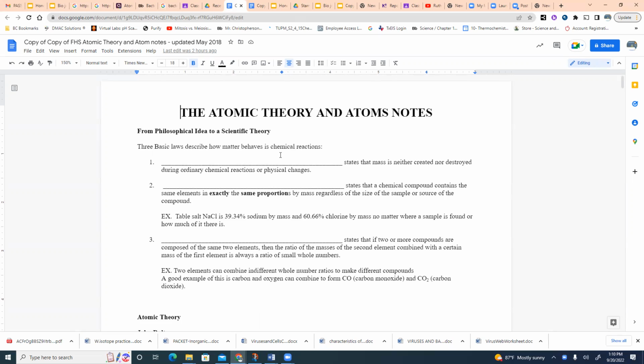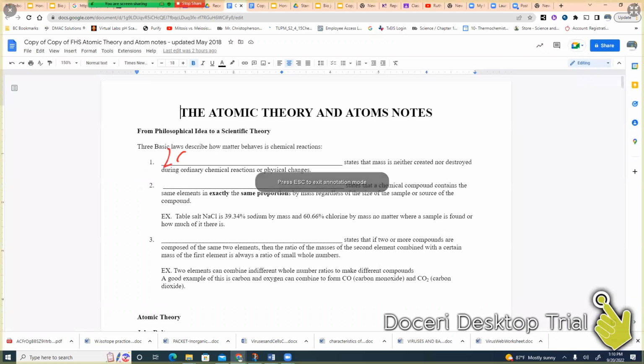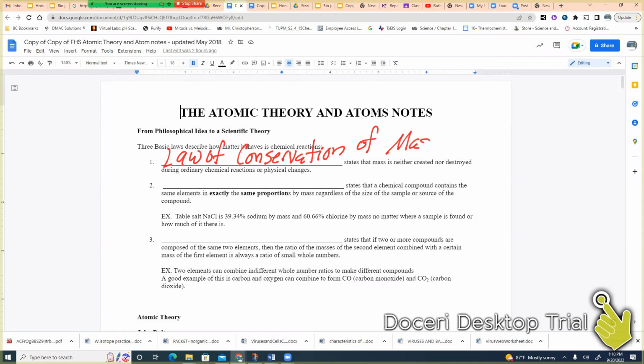So continuing on with atomic theory, we'll move from that to the periodic table, kind of the order that we get started. There are 3 laws that govern how matter behaves. The first one is called the law of conservation of mass. It states that matter is neither created nor destroyed during a chemical reaction or physical changes. So this is the reason we balance equations.